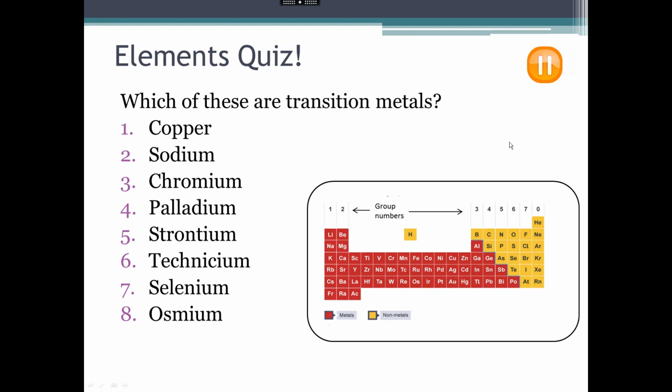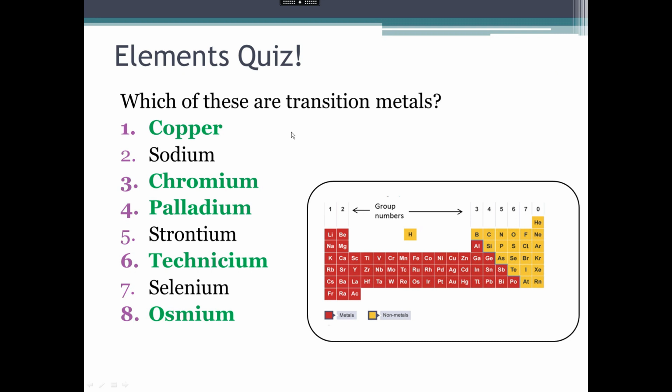Okay, here we go with the answers, hopefully nice and straightforward. It was number 1, copper, Cu there. Number 3, chromium, Cr. Number 4, palladium is Pd. Number 6, technetium is Tc. And number 8, osmium is Os.